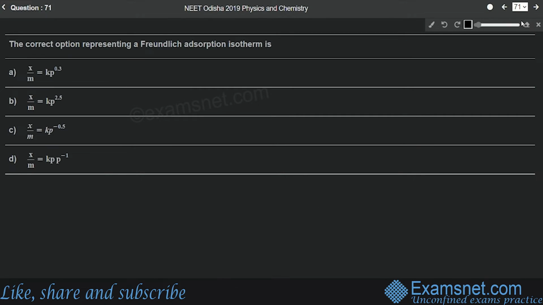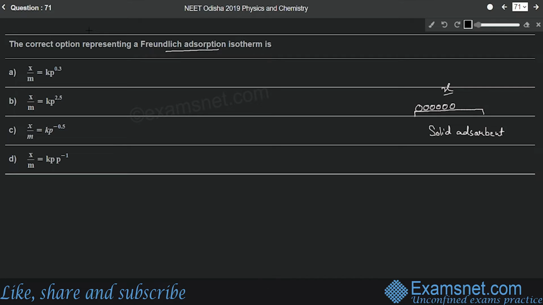Question number 71 is from the chapter Surface Chemistry. And the question is, the correct option representing a Freundlich adsorption isotherm is. So what is Freundlich adsorption isotherm? It represents the relation between the extent of adsorption and the pressure. So suppose this is the surface of our solid adsorbent, that means the material on which the gas will be adsorbed. And these are the gas molecules.